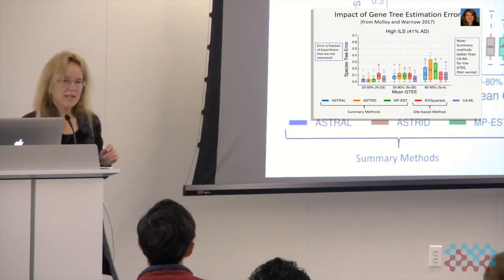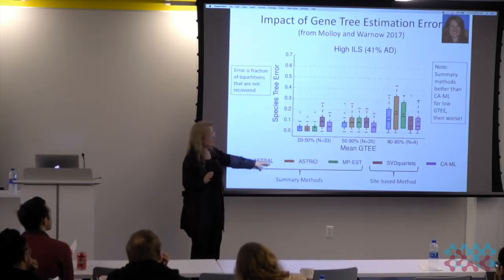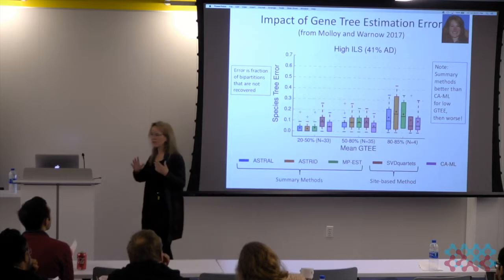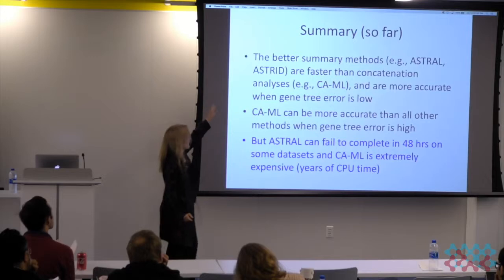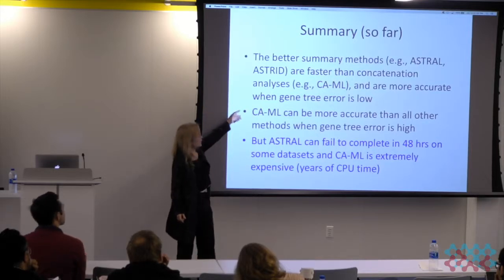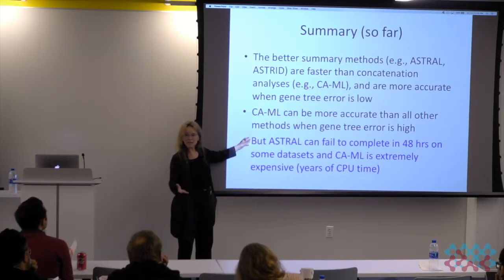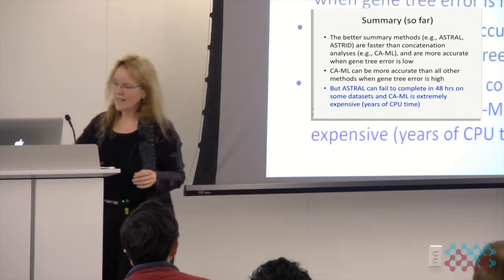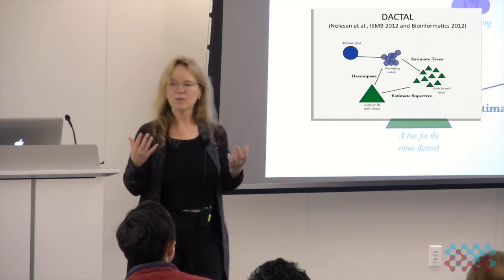Okay, so what is the take-home message from here? The two best types of methods are either summary methods or concatenation. Right now, the site-based methods are not giving good accuracy. So what do we know about those methods? Summary methods can be statistically consistent. When gene tree error is low, they're better than concatenation. When gene tree error is high, concatenation is better, but it's not statistically consistent. But they're actually both computationally expensive. Concatenation is worse. Okay, so this is the background. And this brings us to how do we speed it up? How do we do really large numbers of species?